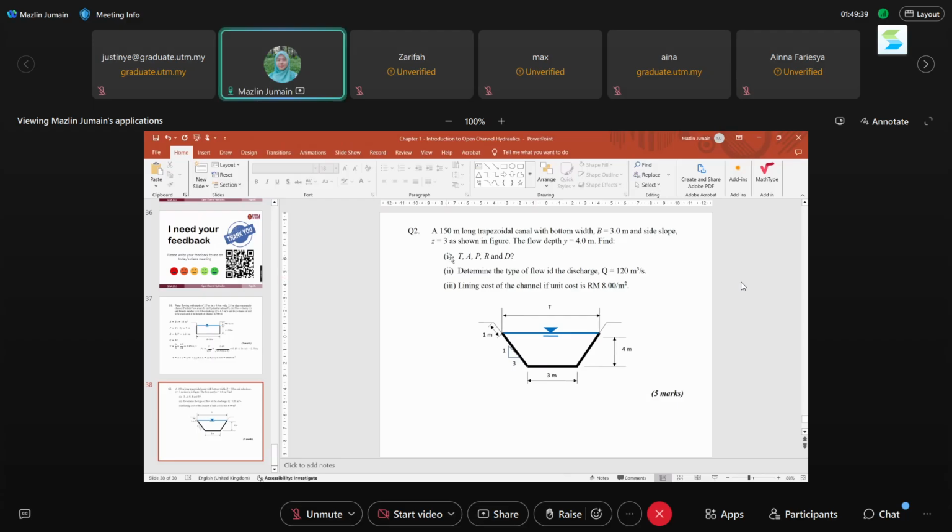So for example 2, we have a 150 long trapezoidal canal with bottom width B 3 meter, and then the side slope Z 3, and then the flow depth is 4 meter. Then you need to find T, A, P, R, and D. And then for the second question, to determine the type of flow, if the discharge Q equal to 120 meter cube per second. And then the third question, the lining cost, if it is RM8 per meter square.